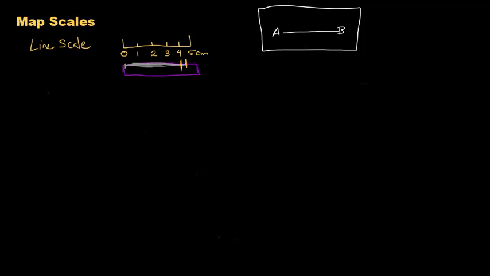And so I can say over here from point A to point B, 4½ centimeters. So that's the distance. Now, if this were representing kilometers, for instance, I could say from point A to point B on my map is 4½ centimeters.